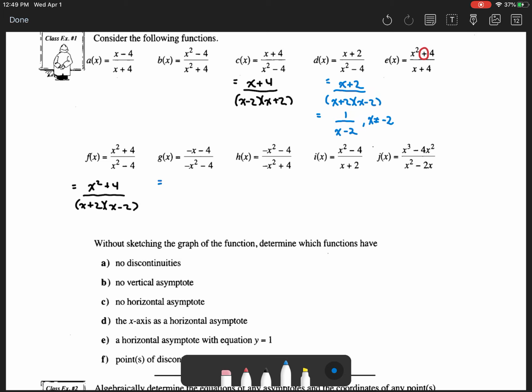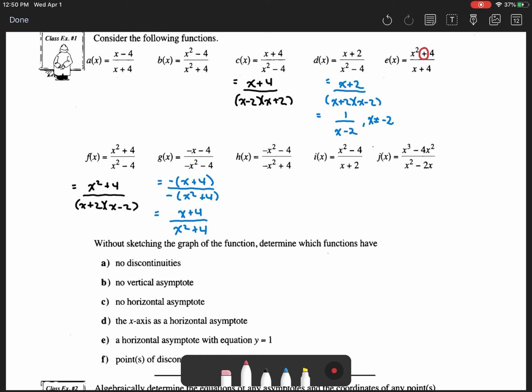In g of x here, what I'm going to do is actually factor out a negative from the x minus 4, making that x plus 4. And in the denominator I can also take out a negative, and then that becomes x squared plus 4. The negatives that I factored out will cancel. It's like negative 1 divided by negative 1. Those cancel, so you just have x plus 4 all over x squared plus 4.